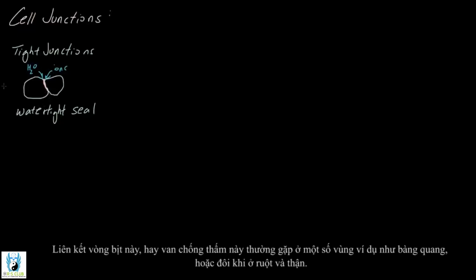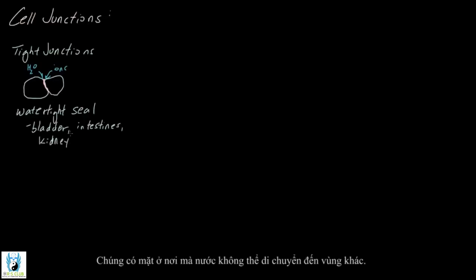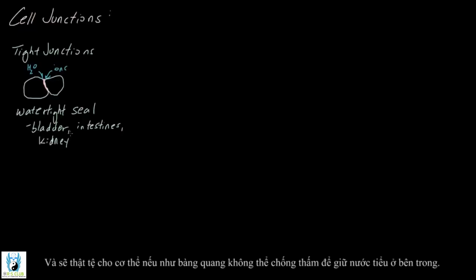This tight junction, this watertight seal, tends to occur in things like the bladder, for example, or sometimes intestines and the kidney. They occur in places where water really cannot go to other places. For example, our bladder holds urine, which is waste, and it would be really bad for our body if our bladder was unable to be watertight, to hold that urine just within the bladder.